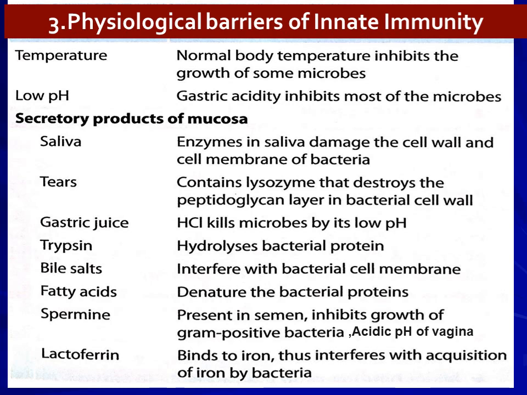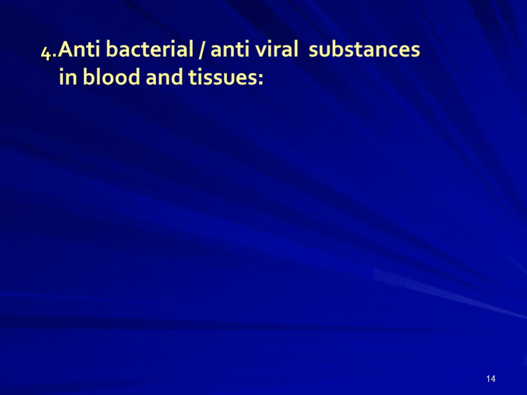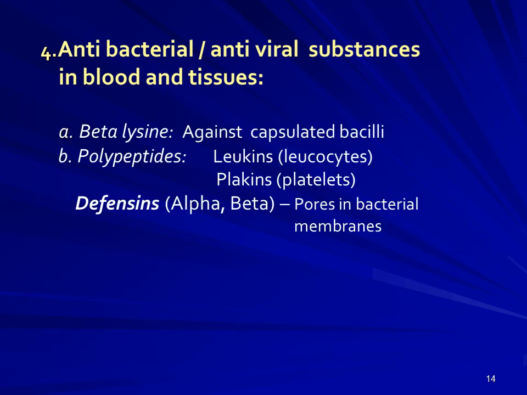And the fourth one is antibacterial or antiviral substances in the blood and tissues. These substances which are present in the tissues and can kill the bacteria act on the important structures of those microbial agents. First one is beta lysine, which acts against the capsule of the bacilli, and in certain bacilli, the capsules are the main pathogenic parts of the bacteria. So once the capsules are inhibited or destroyed by this beta lysine, the microorganisms can't initiate the inflammatory process.